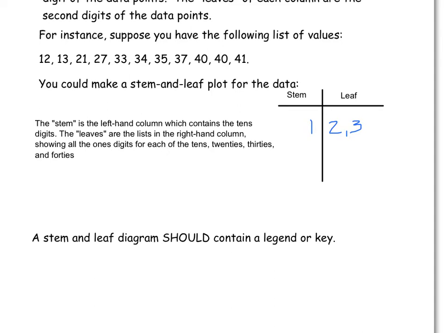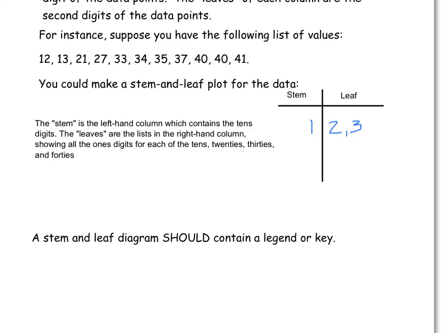So essentially what we're doing here is the stem represents the tens column, and the leaf represents the ones column. That's what we're doing with these digits. If you have different numbers, the stem might represent the hundreds column, and the leaf might represent the tens column, for example. It depends on the numbers you're working with.